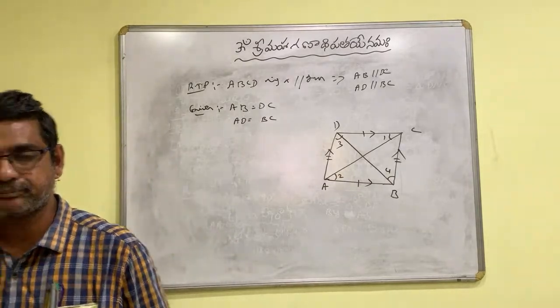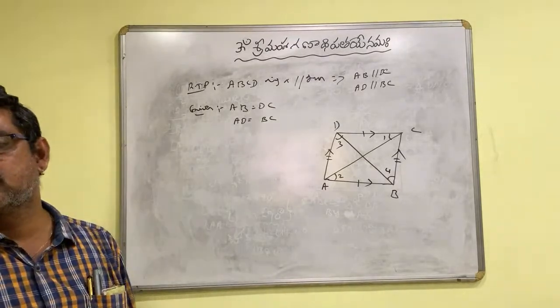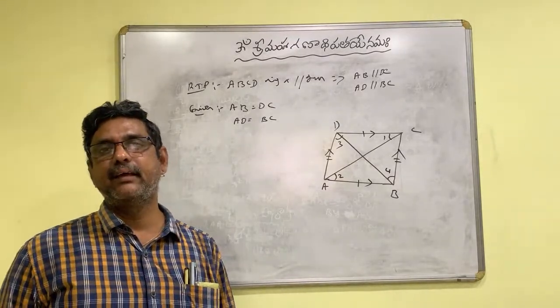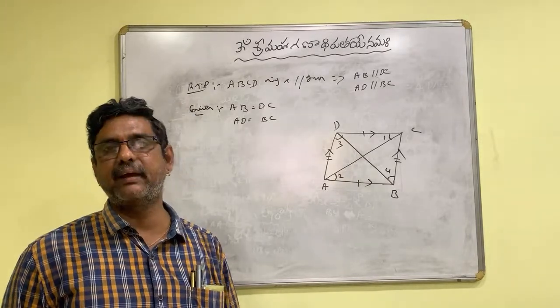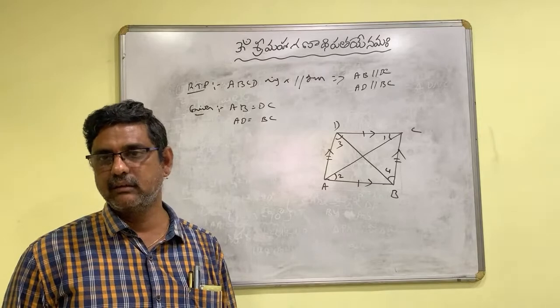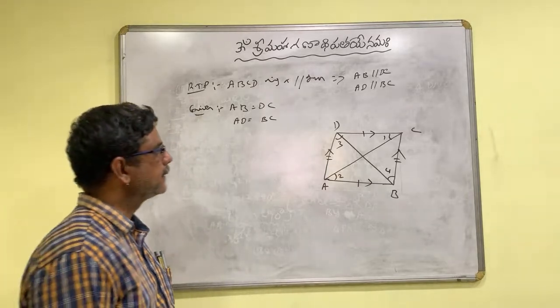Understand, children? So what do we do? Draw diagonal AC and prove one pair of triangles are congruent, and draw diagonal BD and prove that as well. Okay?